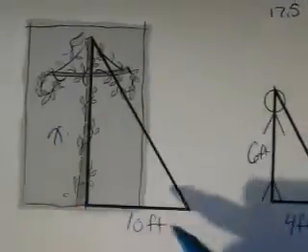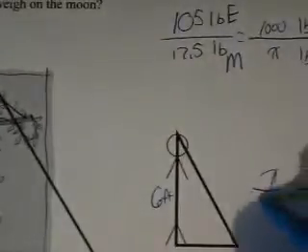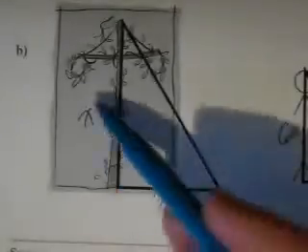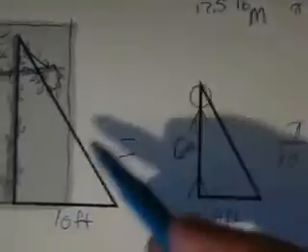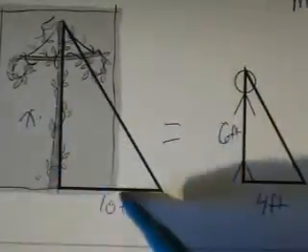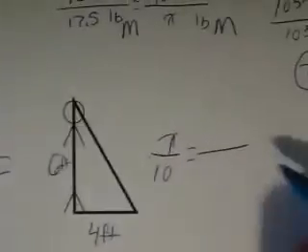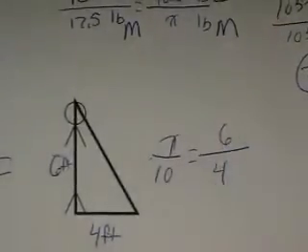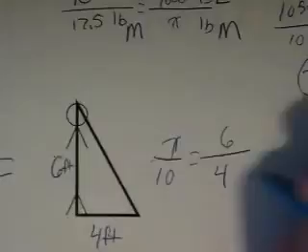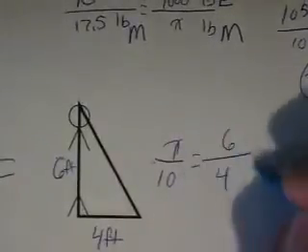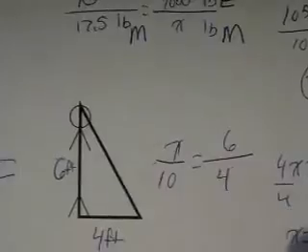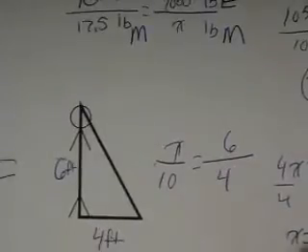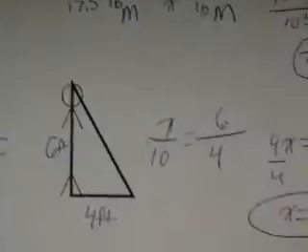X over 10, my first ratio comes from my first figure. X over 10 equals, well, 6 over 4. It has to be matching up. X over 10, 6 over 4. Cross multiply, solve. Here I get a 4x. There I get a 60. Divide by 4, divide by 4. I can do that in my head. You get 15 feet tall.